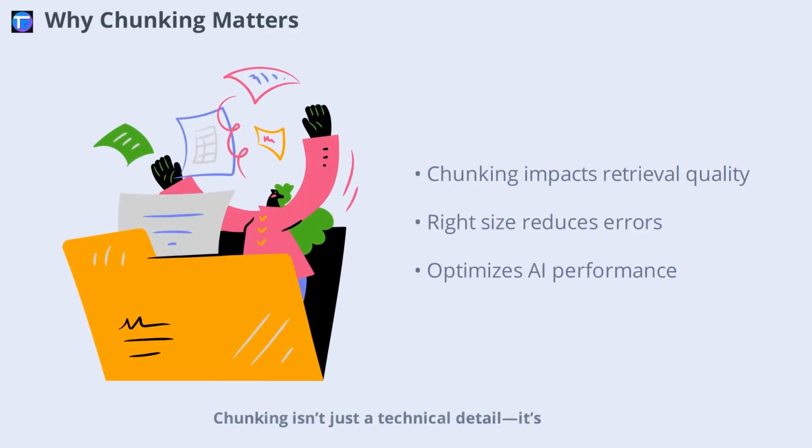Chunking isn't just a technical detail, it's the hidden lever behind effective retrieval. When you feed documents into a RAG system, how you slice them up directly impacts what the AI can find and use. If chunks are too big, you risk missing key details. If they're too small or overlap too much, you waste resources and muddy the results. The right chunking strategy enhances retrieval quality, reduces hallucinations, and unlocks the full potential of your AI pipeline.